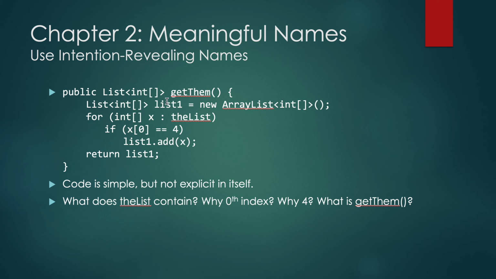Like, what is list 1? What is the list? What does 0 here represent, right? What is 4, like, why am I checking that if the first index is 4, what does this mean, right? And what is x? Like, what does x represent?